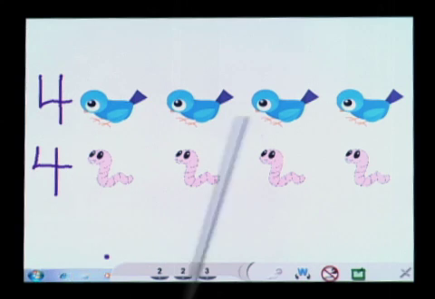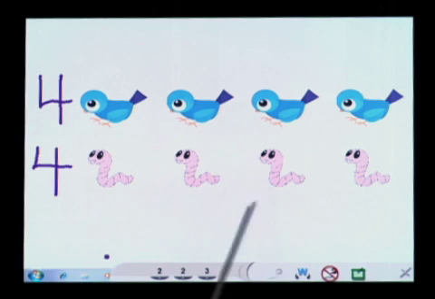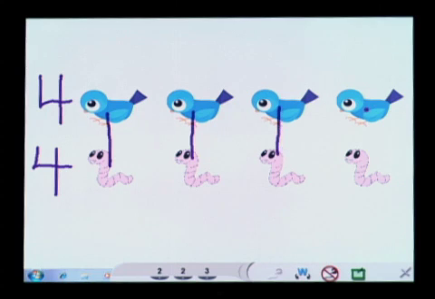Now, does one group have more than the other group, or less than the other group, or are both groups the same? Do both groups have the same number? Let's draw lines to connect each bird with one of the worms. Putting a bird with each worm. Now, what do you notice? Both groups have the same number.